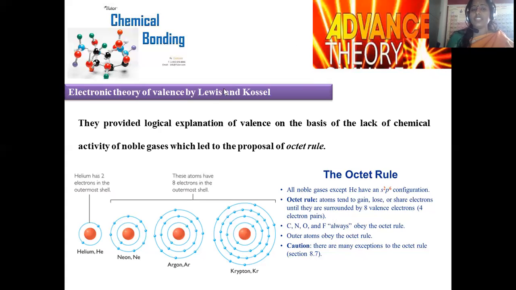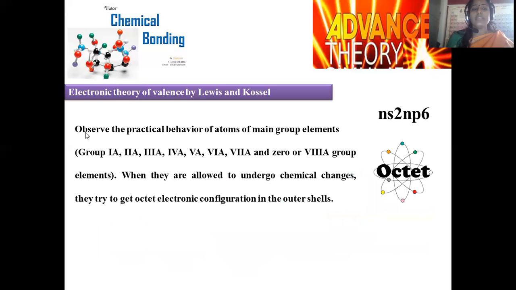This is the advanced theory given by Lewis and Kossel in accordance with the electronic theory of valency, right? So what is meant by octet? Observe the practical behavior of atoms present in the main group elements. The first group A has the outermost configuration ns1. Second group A, ns2. Third group A, ns2 np1 is the general electronic configuration. Fourth group A, ns2 np2.